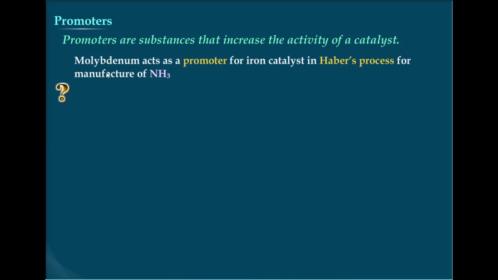Molybdenum acts as a promoter for the iron catalyst in Haber's process for the manufacture of ammonia. Nitrogen and hydrogen combine to form ammonia, and the catalyst, as I had discussed earlier, is iron. But we also use molybdenum because it acts as a promoter, because it increases the activity of the catalyst.